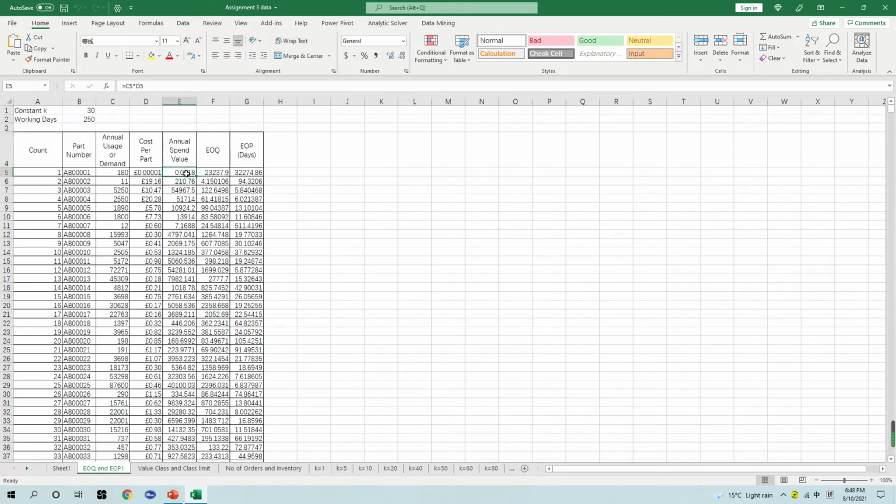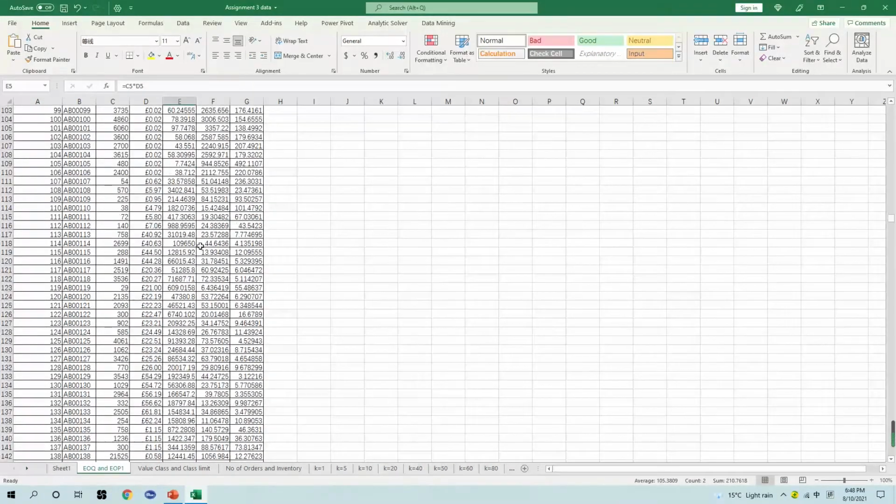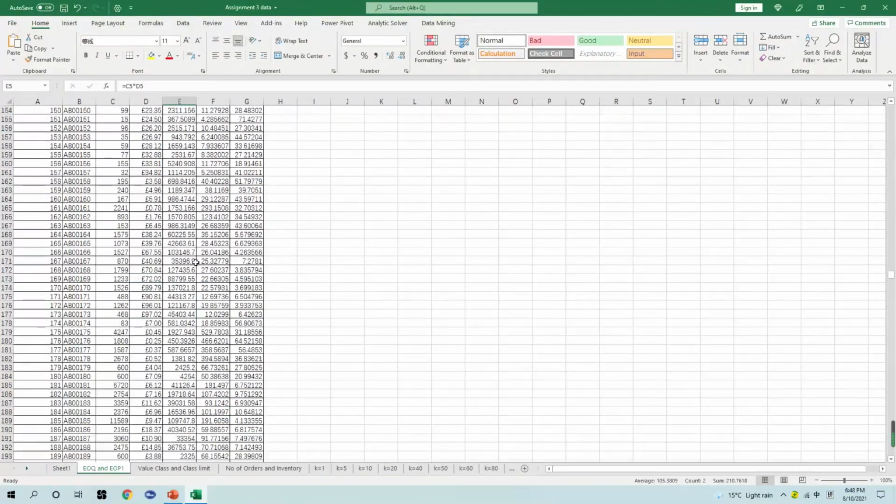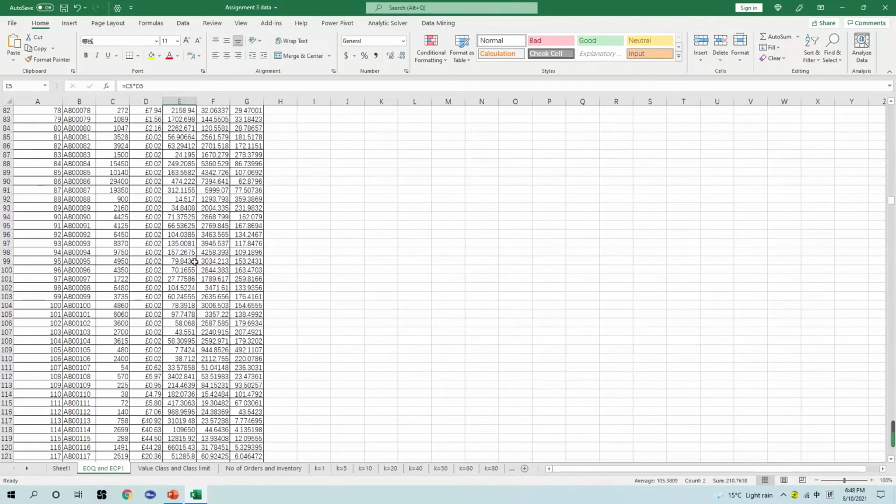It is calculated by multiplying the annual usage times the cost per part, and then you just simply drag this plus sign all the way down to the bottom, so these 200 items are all being calculated using the same formula.